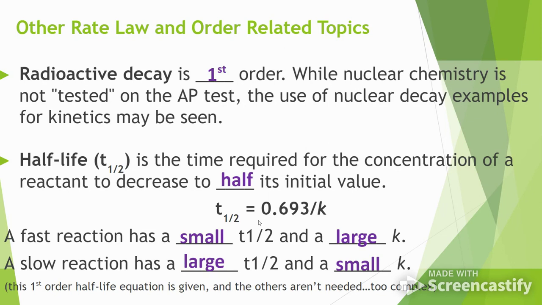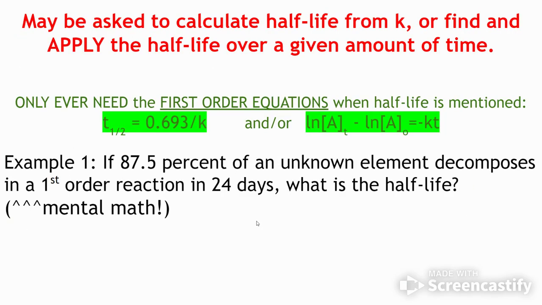Keep in mind, this is just first-order reactions. There are other half-life equations, but they get way more complicated, and AP will never test you or ask you about them. It has to be first-order if we're talking about half-lives. So you may be asked to calculate the half-life from K, or find and apply the half-life over a given amount of time. But anytime you see a question that mentions it's a first-order reaction, like this first example does, then your brain should be looking at that equation sheet and looking at that T1/2 equation.